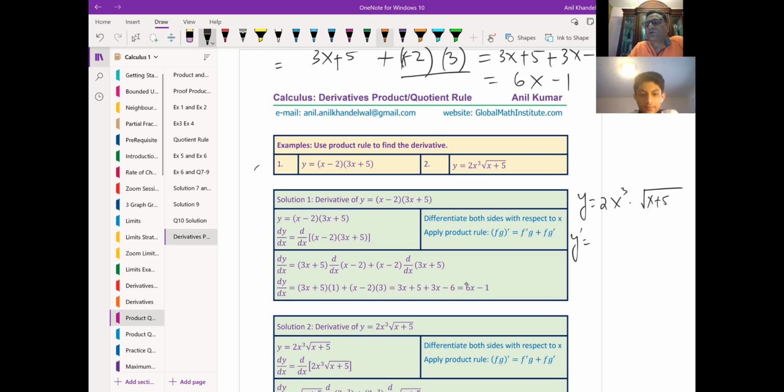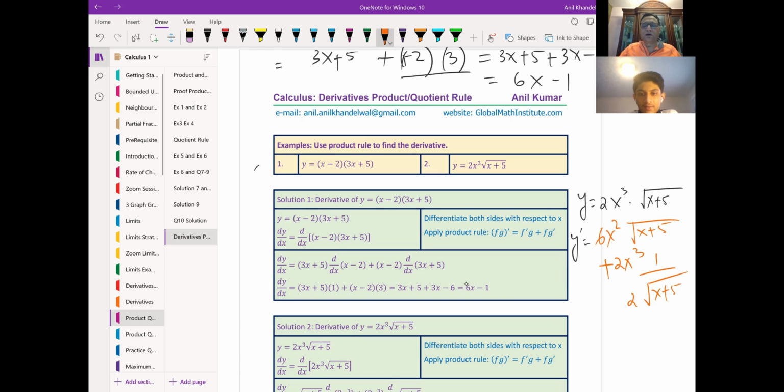And now add to 2x cubed the derivative of square root of x plus 5, right? Which will be, yes sir, 1 over 2 square root of x plus 5. With more practice, you'll get it, right? Sir, can we go over how to quickly find the derivative of root of x plus 5?